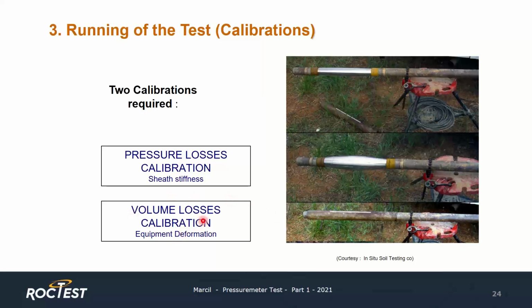The second calibration is the volume loss calibration. This calibration consists in pressurizing the probe in a steel pipe and measuring the deformation of the equipment. This deformation comes from the membrane that will squeeze a little bit, and from the lines that will expand in the unit. And also, if there's some air in the water, from the air that will compress.